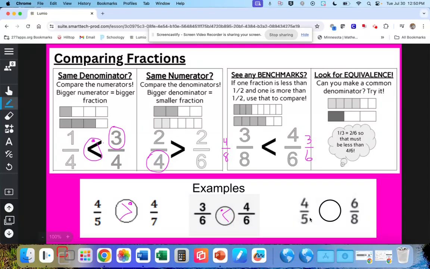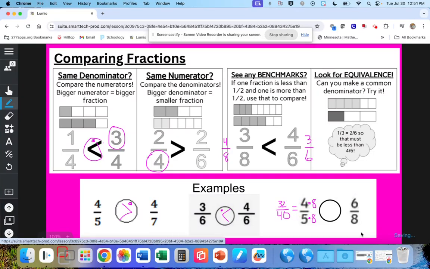So I'm going to multiply the 5 times 8, and what I do to a bottom, I do to a top. This will create an equivalent fraction. So 4 times 8 is 32, and 5 times 8 is 40. So we just created an equivalent fraction that is equal to 4/5.